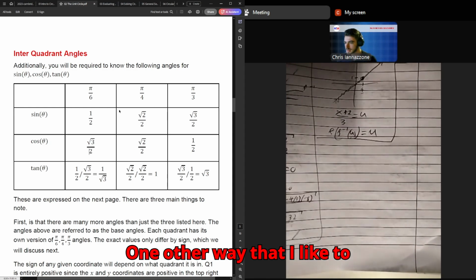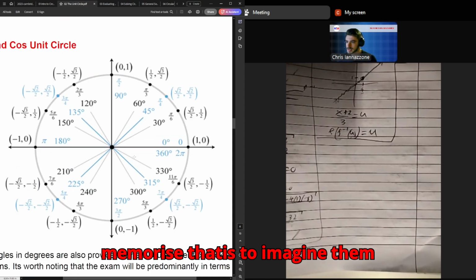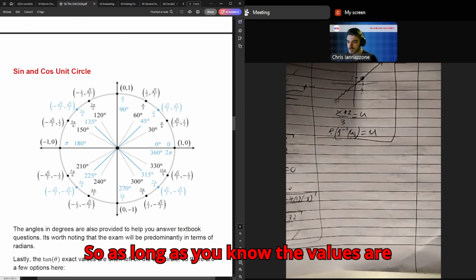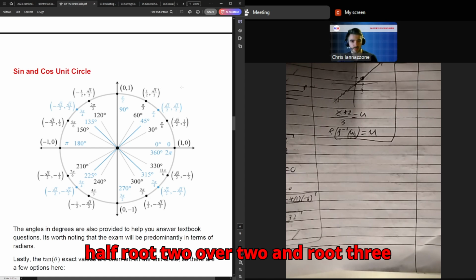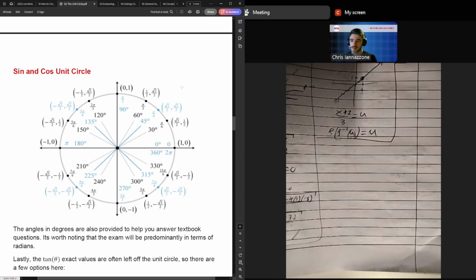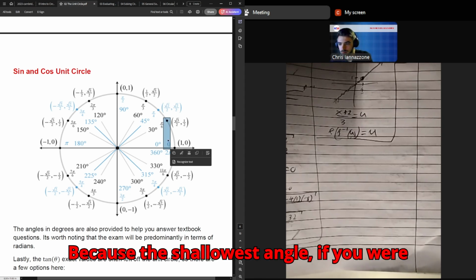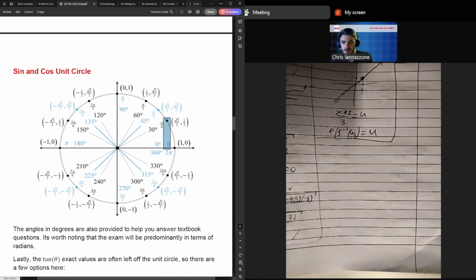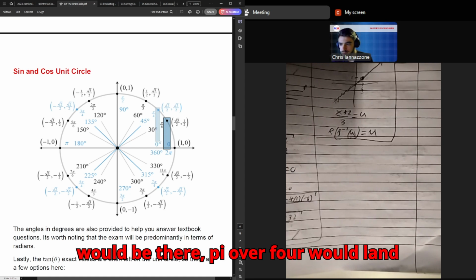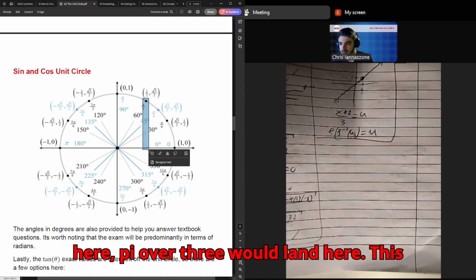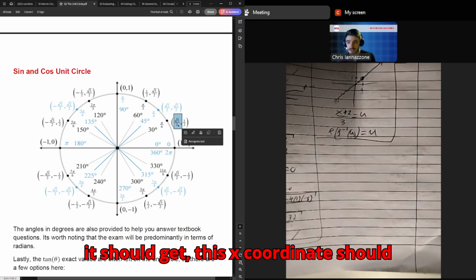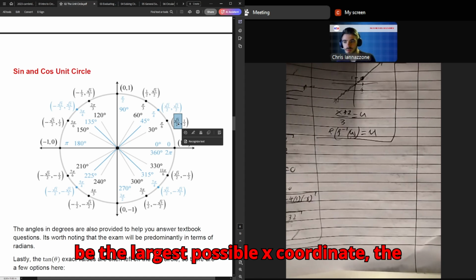One other way that I like to memorize that is to imagine them as x and y values, which they are. So as long as you know the values are half, root 2 over 2, and root 3 over 2, you can figure out what should go where. Because the shallowest angle, if you were to draw a vertical line all the way down, has the largest x value. It's the furthest away. So pi over 6 would be there, pi over 4 would land here, pi over 3 would land here. This one's the furthest to the right, and so its x coordinate should be the largest possible x coordinate, the root 3 over 2.